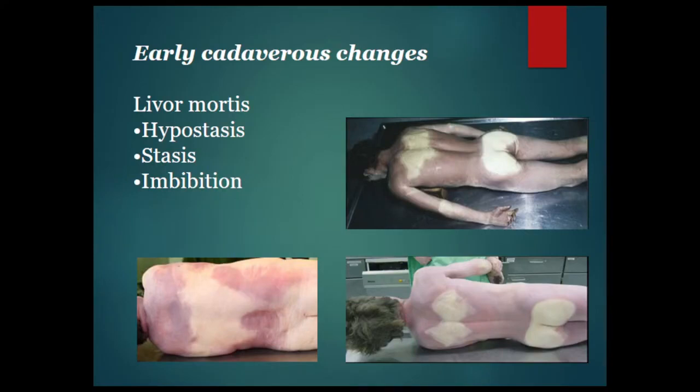So if you see livor mortis on both surfaces, on the front and on the back, this is an evidence that someone, for some reasons, had turned the body a few hours after the death. Maybe the body was transported from one place to another to simulate, I don't know, traffic accident or suicide, whatever.